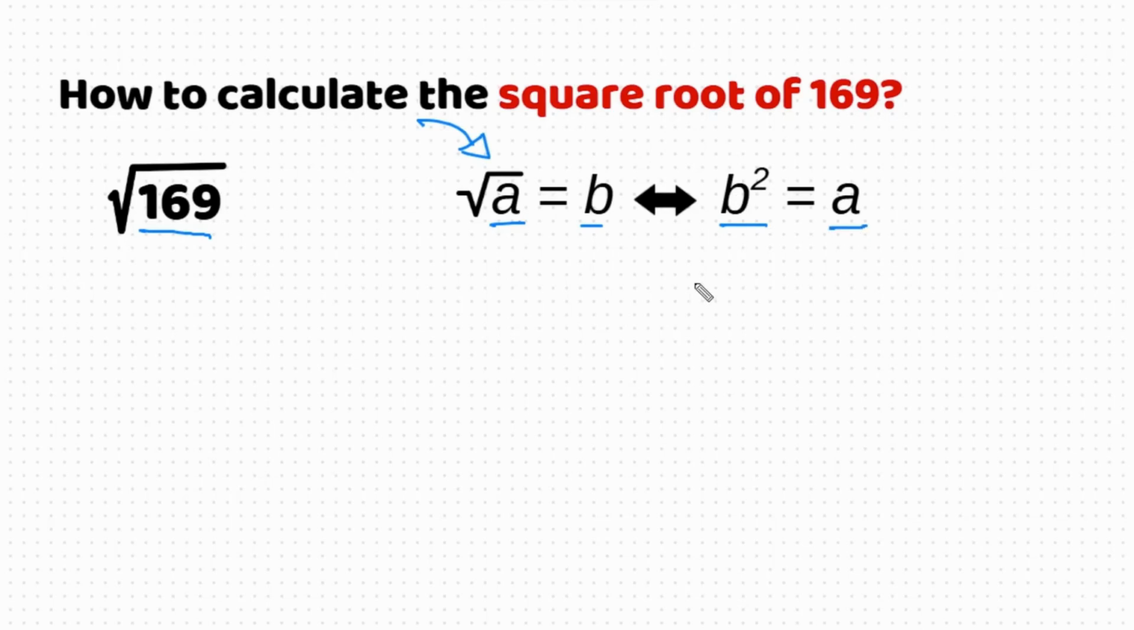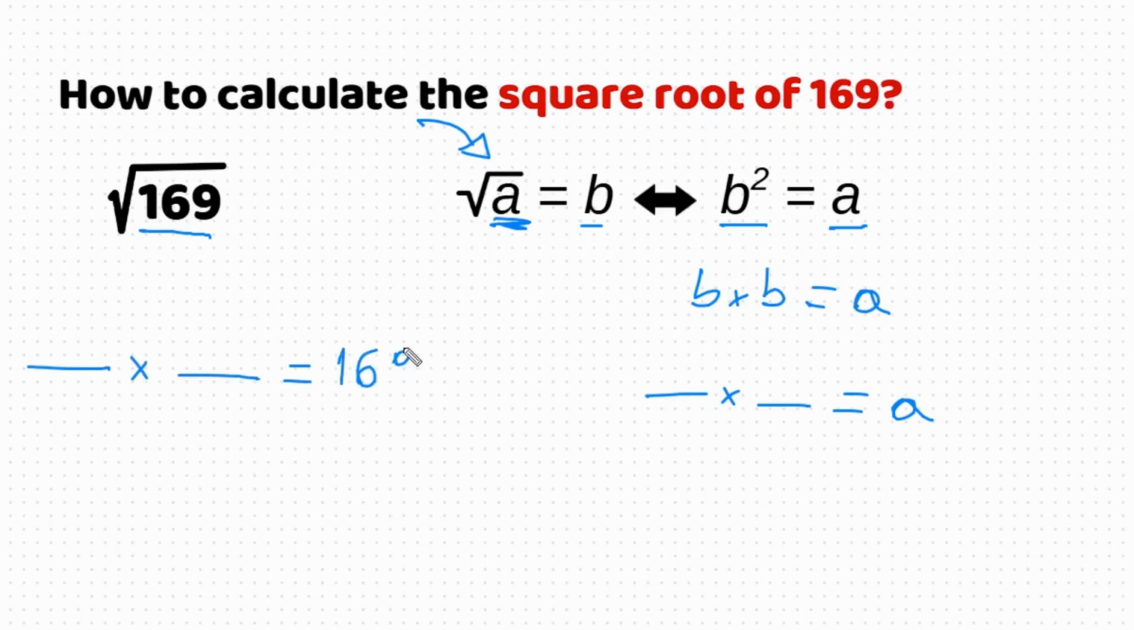And b squared, we know, is the same as b multiplied by b. That is, b times b has to equal a, or simply, a number multiplied by itself has to be equal to the value inside the root. So, applying this definition to the square root of 169, we need to find out which number, when multiplied by itself, results in 169. And this number here will be the value of our square root.